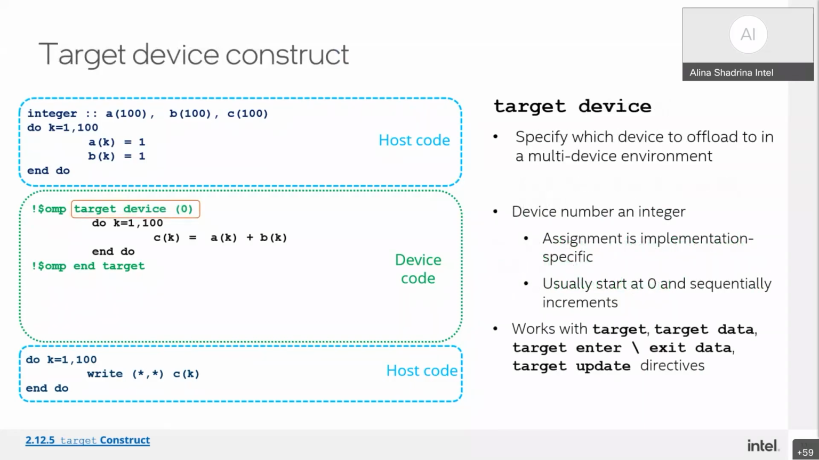So this is how to specify the device for offloading in case we have multiple accelerators on our system. You can just pass the target device keyword and the number of your device. Actually, the device number is an integer. It usually starts with 0, and it is implementation defined how numbers are assigned to your GPU devices in your system.